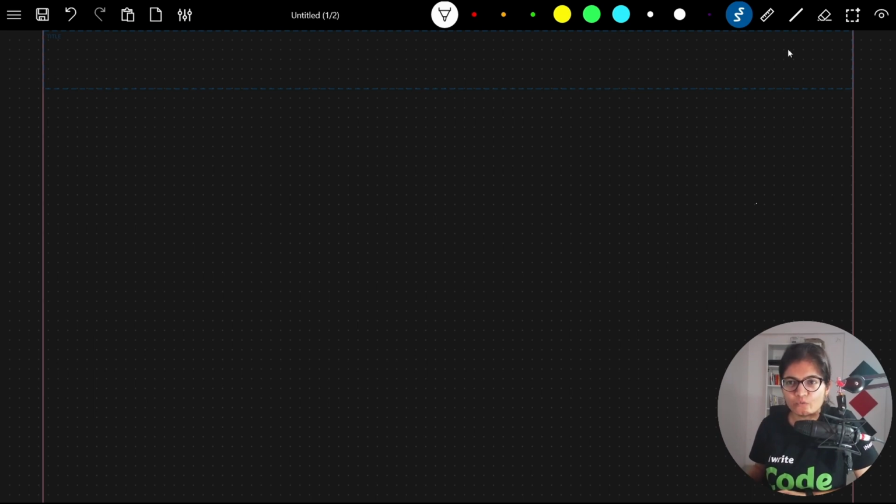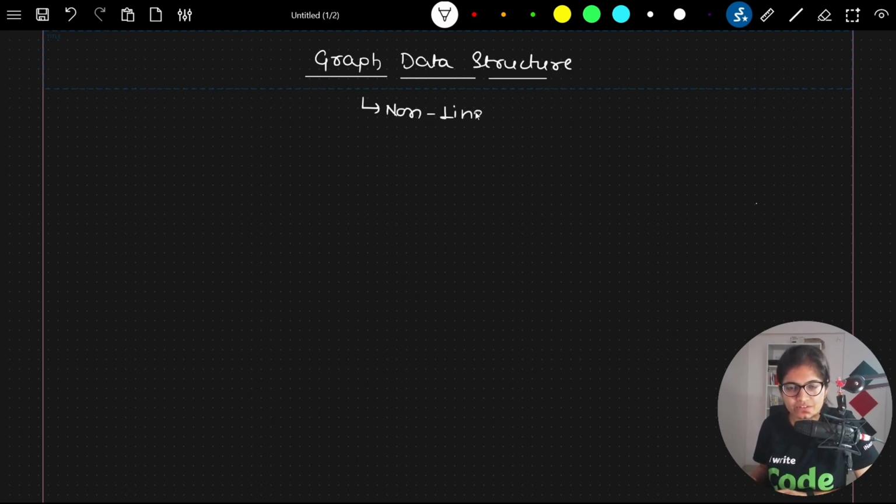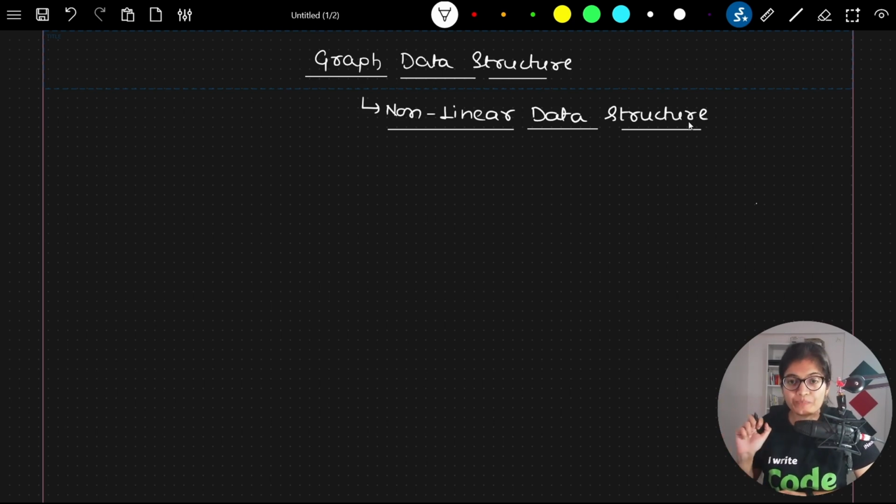Whenever we are talking about a graph-based data structure, the very first thing you should understand is that it's a non-linear data structure, just like the trees we have studied. It is again a non-linear data structure, where the data or the nodes that you are storing are not present in a linear fashion. That is the first thing we need to remember.